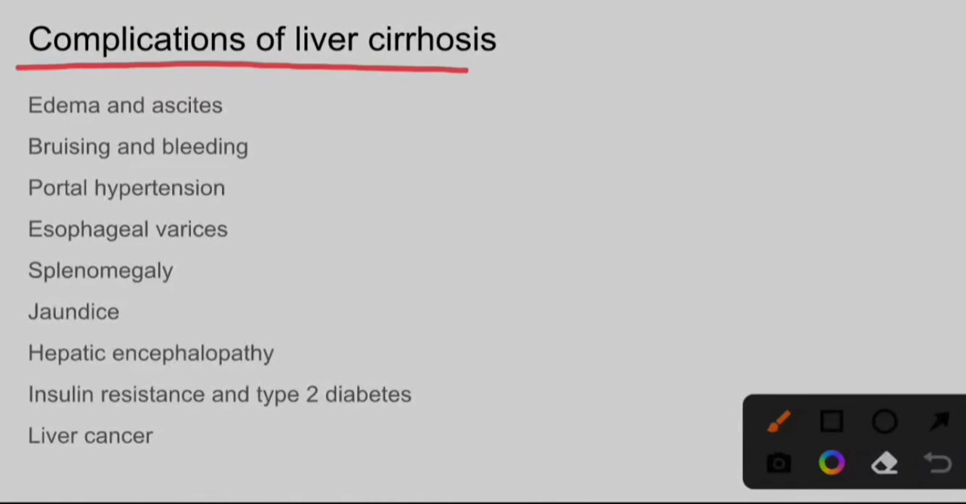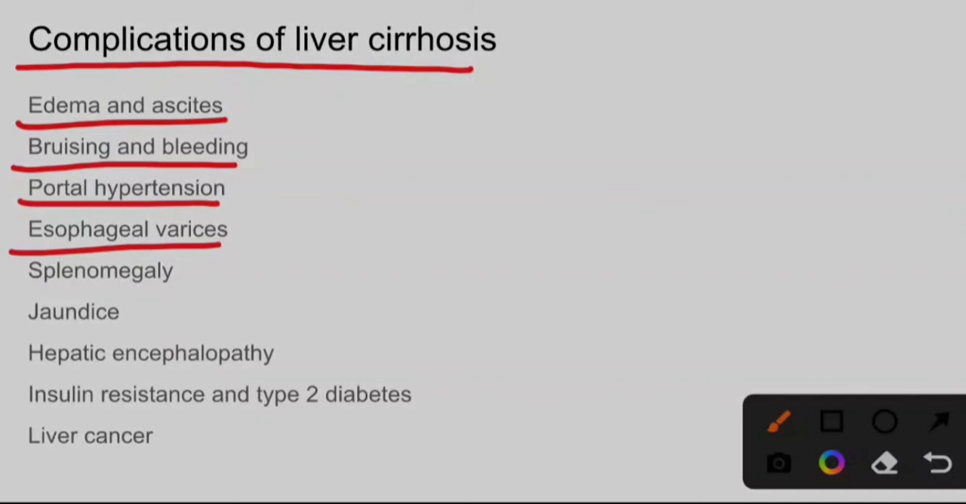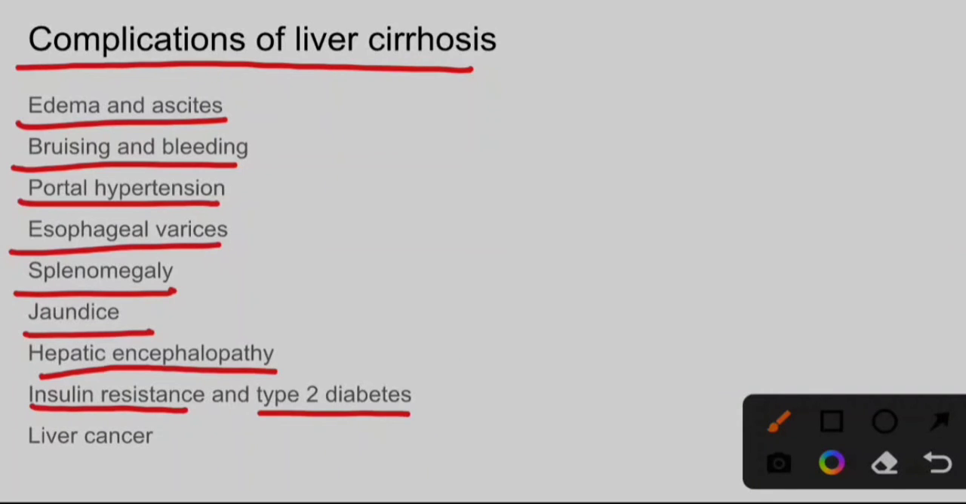So, the complications that arise from liver cirrhosis: edema, ascites, bruising and bleeding, portal hypertension, esophageal varices, splenomegaly, jaundice, hepatic encephalopathy, insulin resistance and type 2 diabetes, liver cancer. So these are some complications of liver cirrhosis.